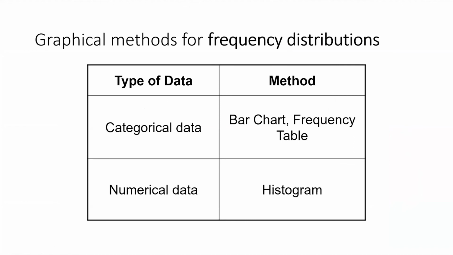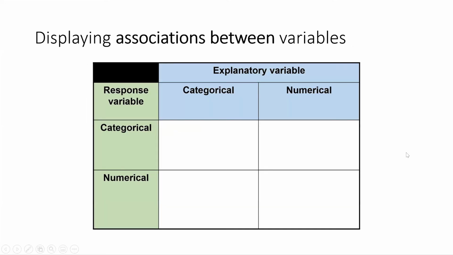When we're making displays for frequency distributions, if we have categorical data, one way we might do that is a bar chart or a frequency table. If we have numerical data, we might use a histogram. I've got a couple of slides here that are all pretty redundant, but I've included them all because different things help different people learn. Different visualizations help for different things.